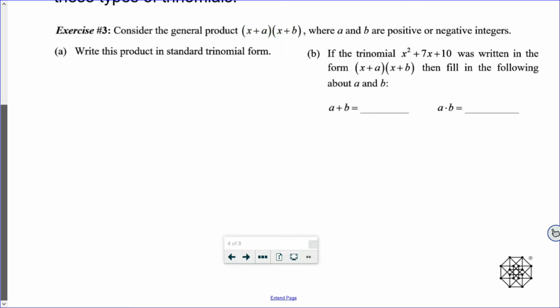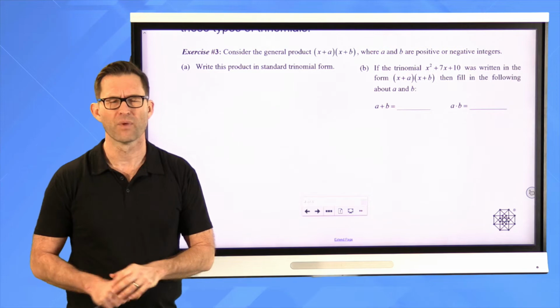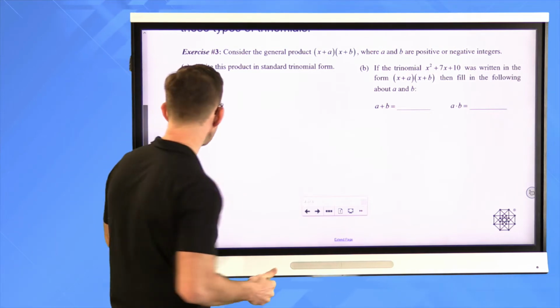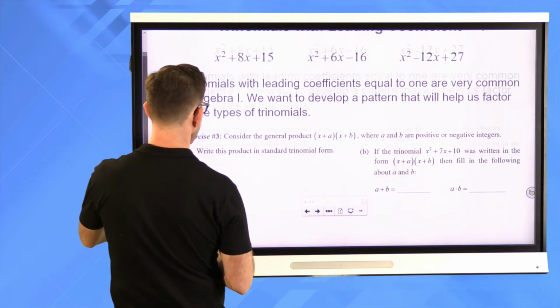Consider the general product (x + a)(x + b), where a and b are positive or negative integers. Write this product in standard trinomial form. Oh my. Okay, well, let's do this together. I want to talk about this.